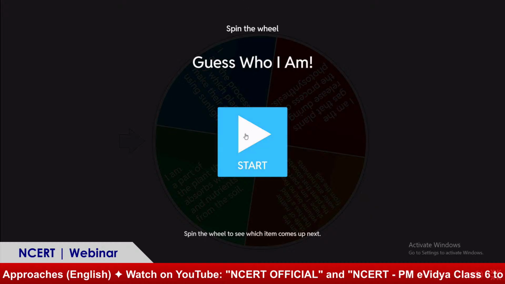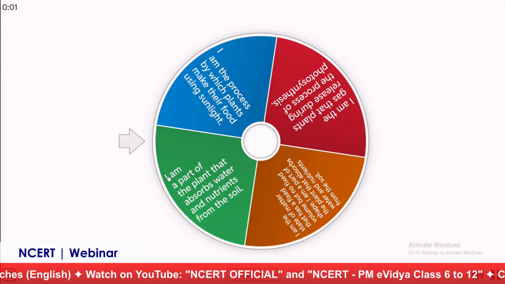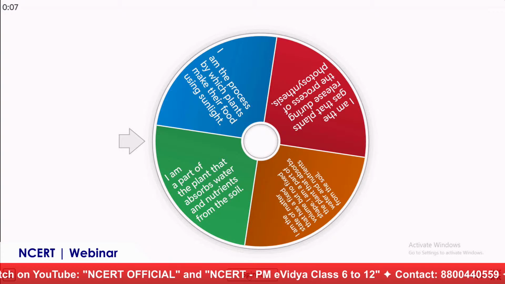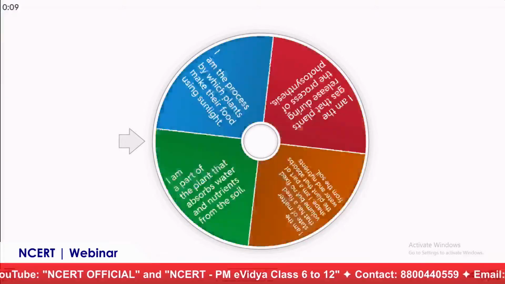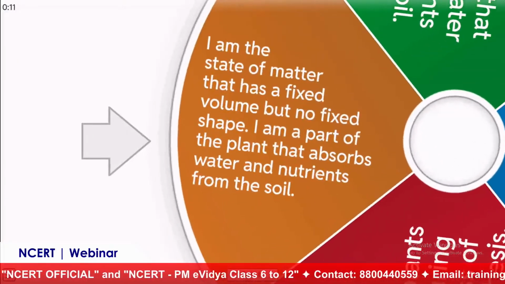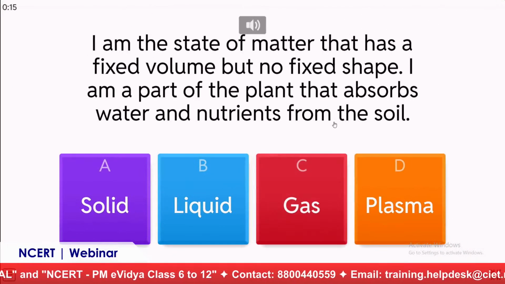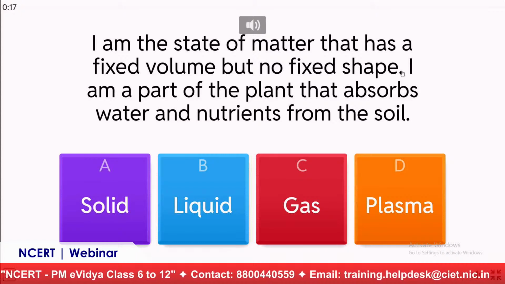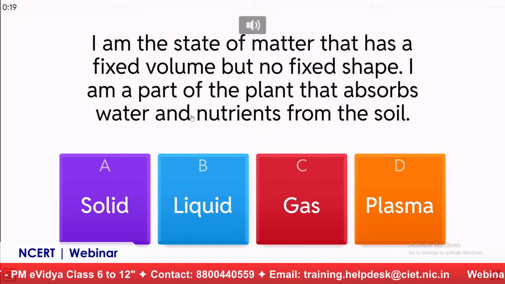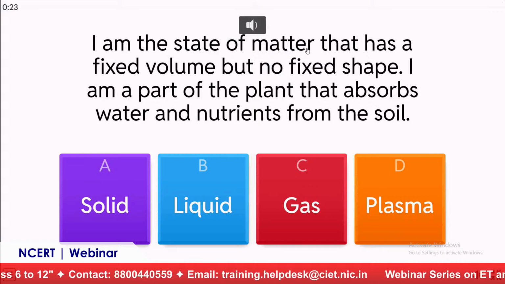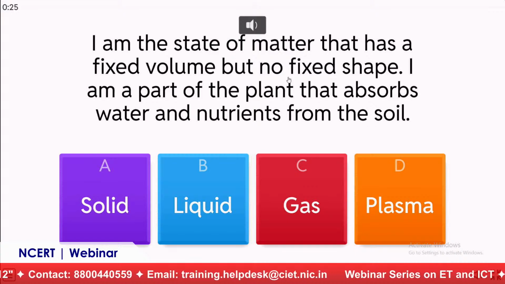So, how beautifully this activity can be done: guess who I am. I have actually used this activity for a revision class. Spin it. Whichever question comes to group A, they have to answer. I am the state of matter that has fixed volume but no fixed shape. I am a part of the plant that absorbs water and nutrients from the soil. So, what is the state of matter which has no fixed volume and no fixed shape?